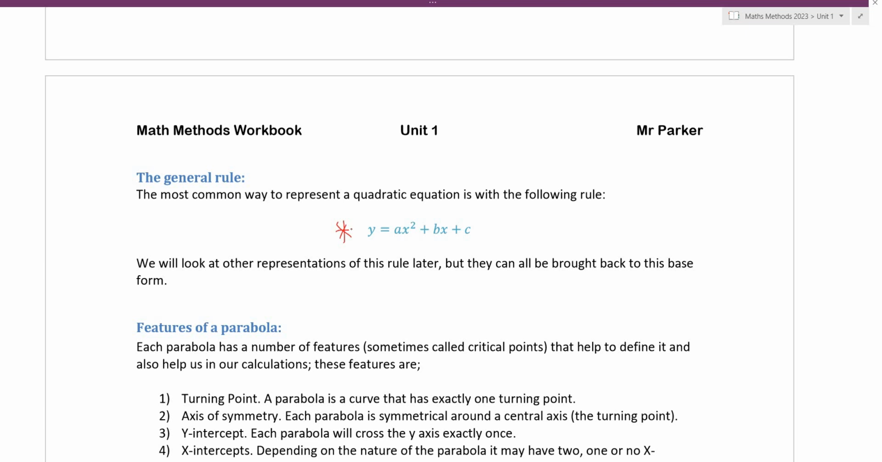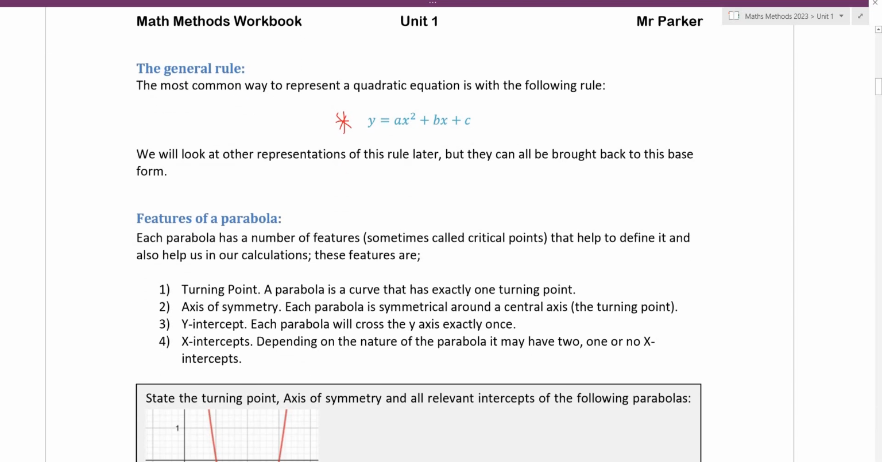So each parabola has a number of features. We often call these critical points, that help us describe a quadratic and help us solve problems around them as well. So each quadratic has its turning point. If you think of a frowny, it starts going up, then it flattens out and then it starts going down. A smiley starts going down, flattens out, starts going up. So each quadratic will have that turning point in the middle of it.